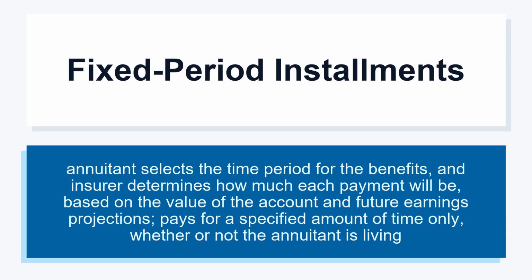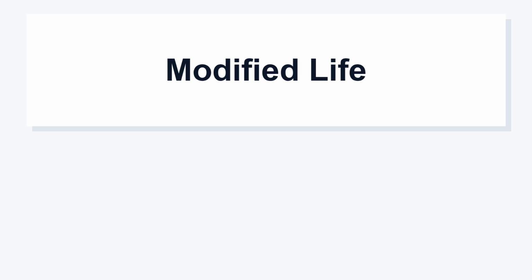Annuitant selects the time period for the benefits, and insurer determines how much each payment will be, based on the value of the account and future earnings projections. Pays for a specified amount of time only, whether or not the annuitant is living.